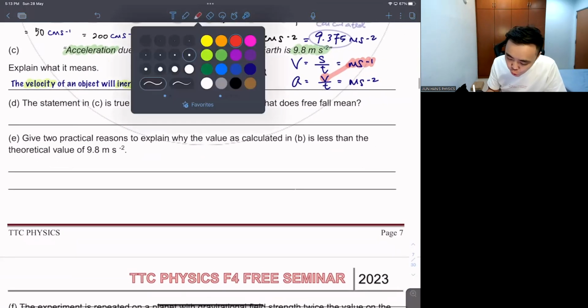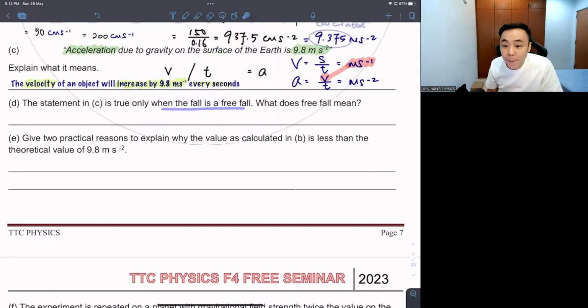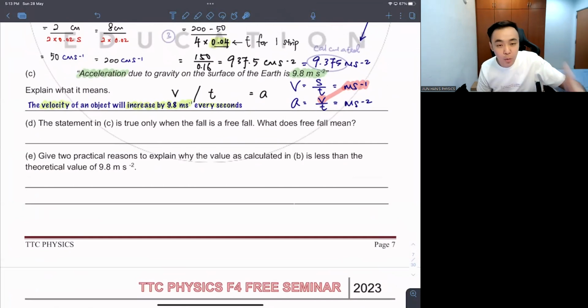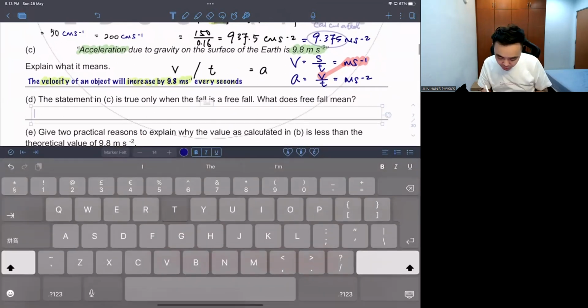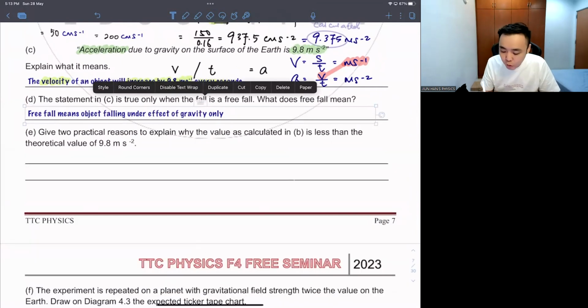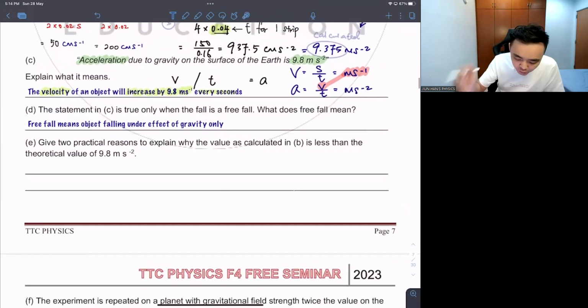Next one, the statement is only true if the object is in free fall. What does it mean by free fall? Some of you mentioned just now, right? We want the actual value, we want the 9.81, so you must do free fall. What is meant by free fall? Free fall means the object is falling under no air friction. It means under the effect of gravity only. No need to mention air friction whatsoever. Just tell them the object is falling under the effect of gravity. Just gravity, no friction, no air resistance whatsoever.